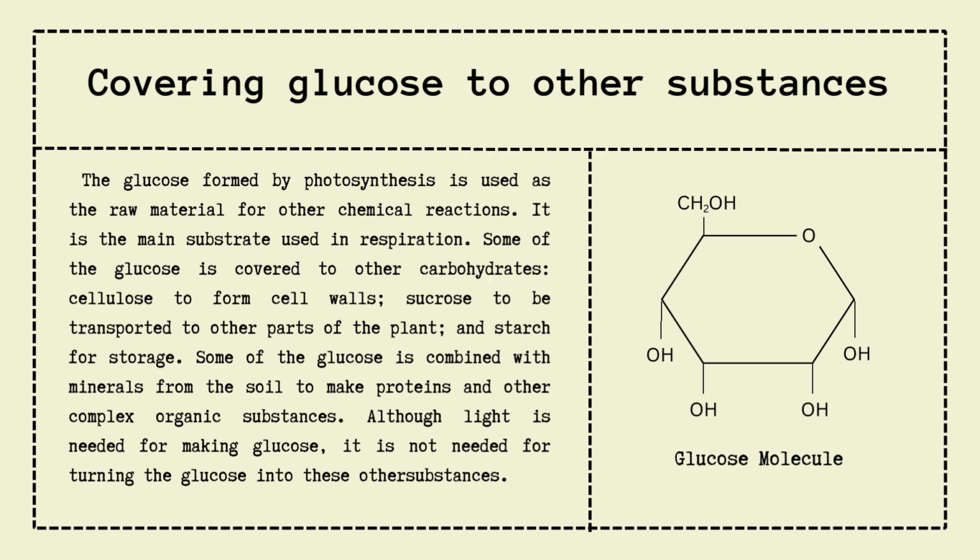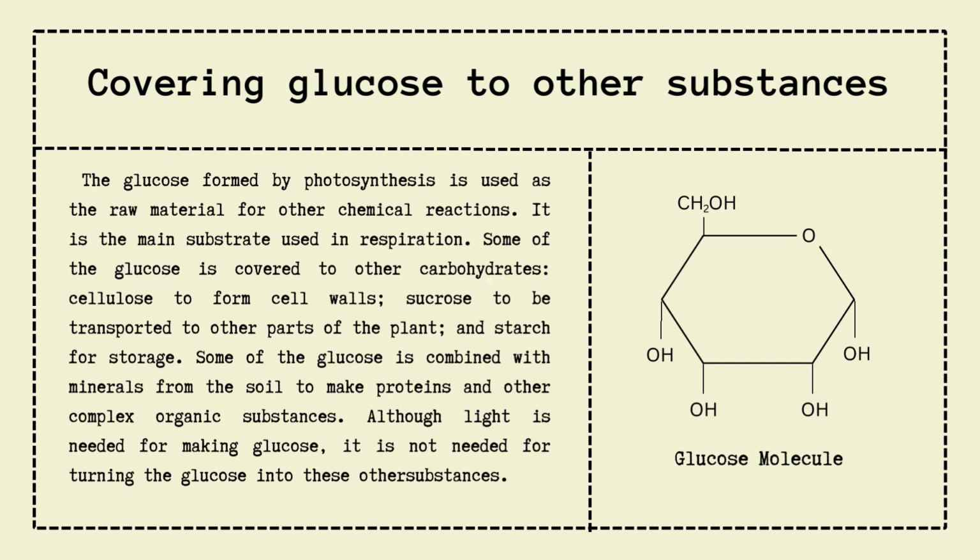Converting glucose to other substances. The glucose formed by photosynthesis is used as a raw material for other chemical reactions. It is the main substrate used in respiration. Some of the glucose is converted to other carbohydrates: cellulose to form cell walls, sucrose to be transported to other parts of the plant, and starch for storage.